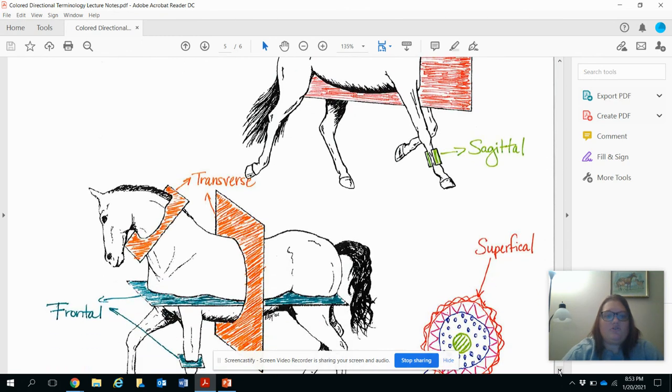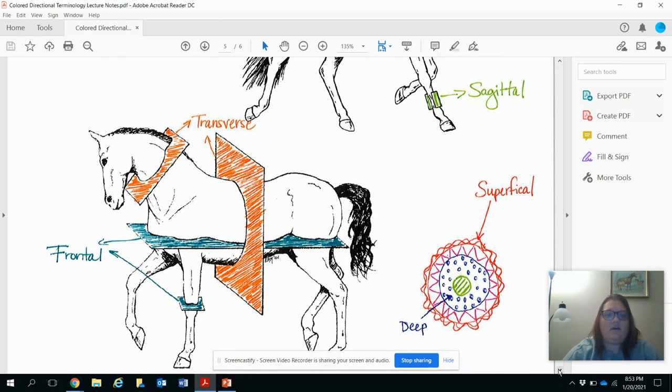You have the transverse planes that divide the cranial from the caudal. And transverse planes can be anywhere in through the animal's body as long as it's dividing cranial from caudal. You have the frontal plane here that divides dorsal from ventral, and then frontal plane also in a limb would divide proximal from distal as well. So frontal plane divides dorsal from ventral and also proximal from distal if you're talking about a limb.